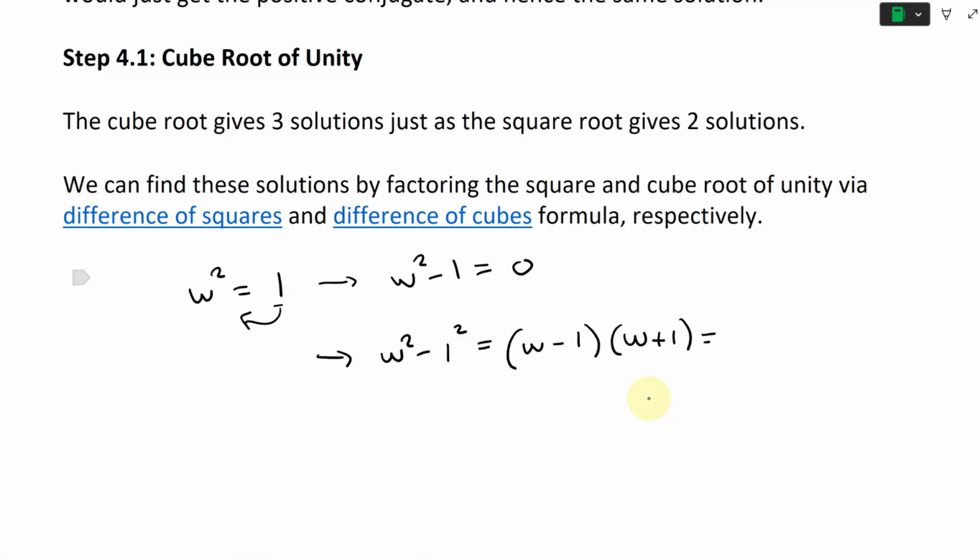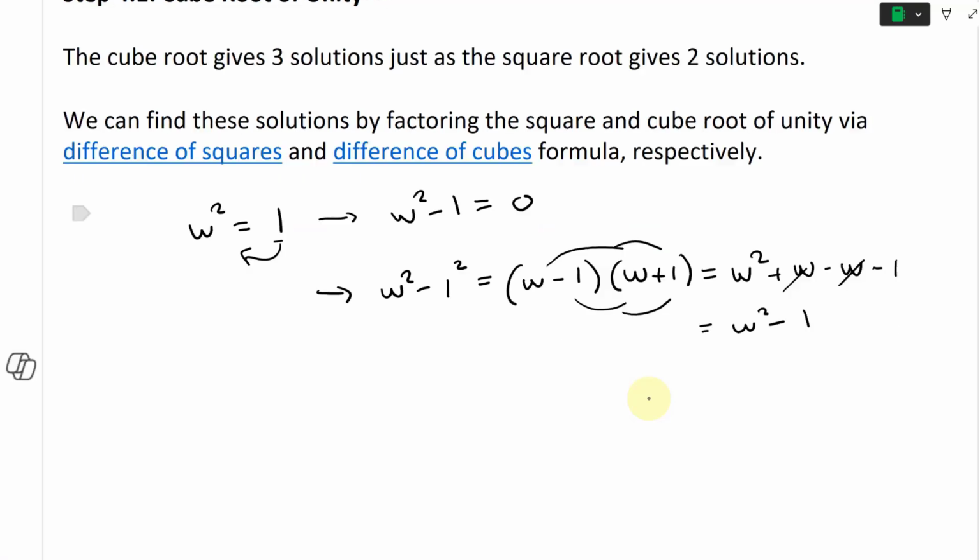So if you expand this out, w times w, and then negative 1 times w plus 1. So w times w is w squared. w times 1 is plus 1w. Negative 1 times w is going to be negative w. And then negative 1 times 1 is negative 1. So in other words, these cancel, and you're left with w squared minus 1. So yes, that is correct. So what we end up having is just the factors w minus 1, w plus 1 equals 0.